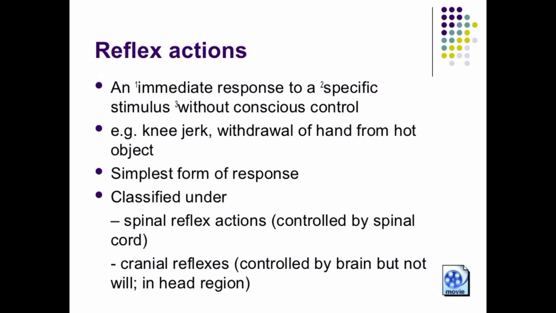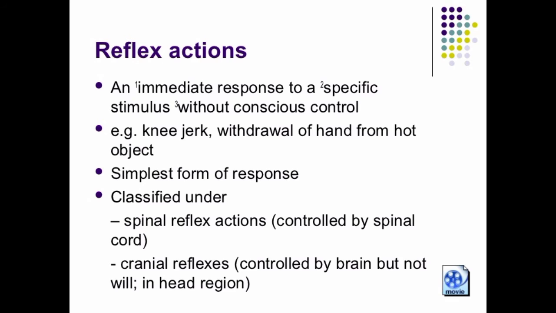We can take an example. For example, we withdraw our hand on touching any hot object. When we touch any hot object, we just spontaneously withdraw our hand. So that action is very quick and is not controlled by the brain, it is controlled by the spinal cord.